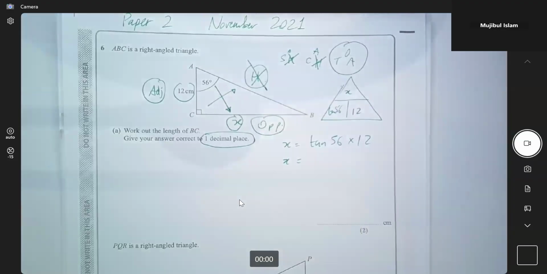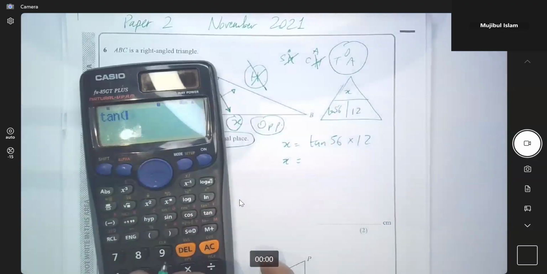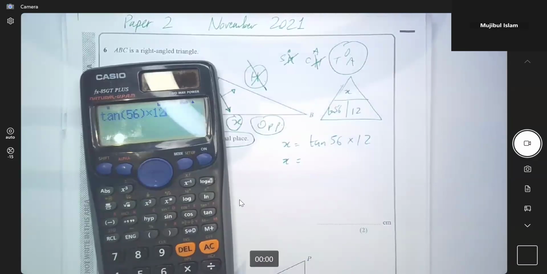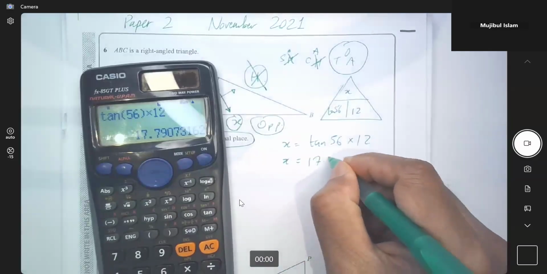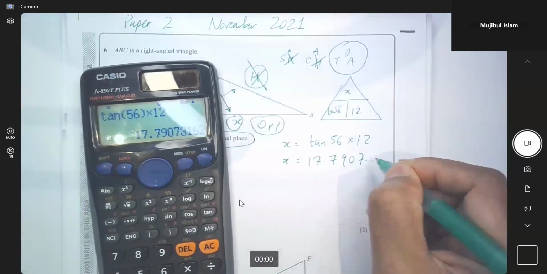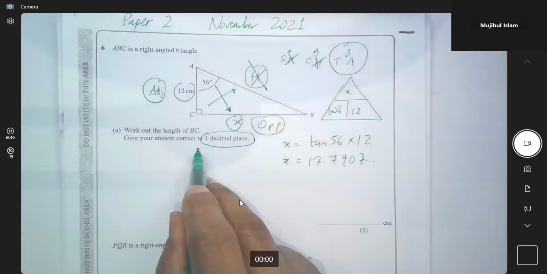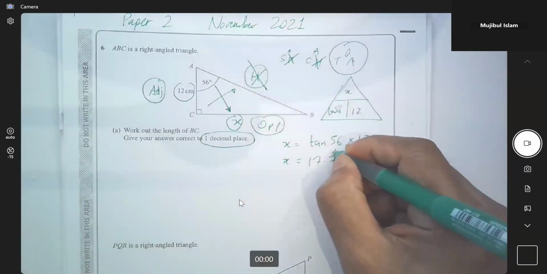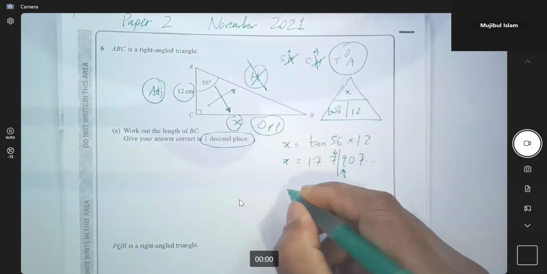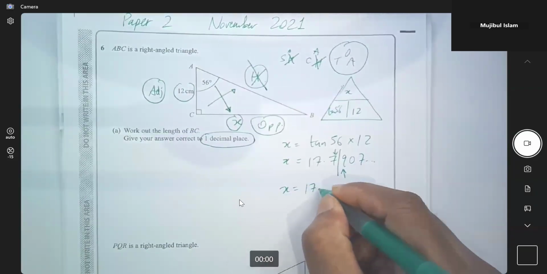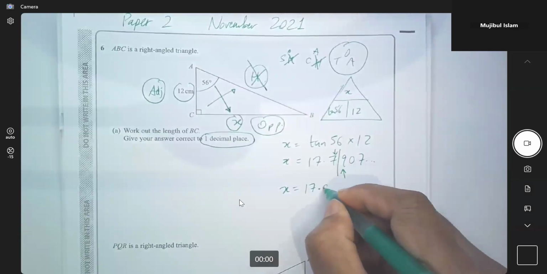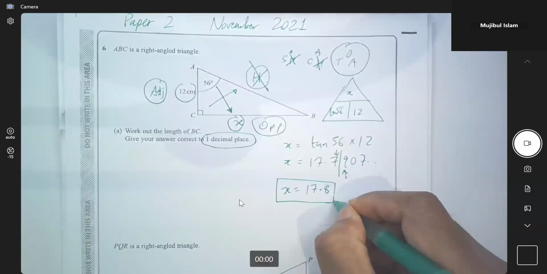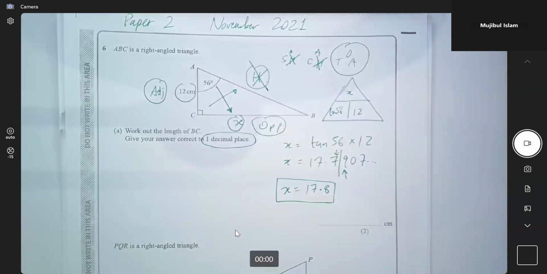Put that in your calculator. Tan 56 times 12, you get 17.7907. And so the question says one decimal place, 9 is the decider, so x equals 17.8. Is that okay, everybody? Okay, I'm happy now. I think people are understanding.